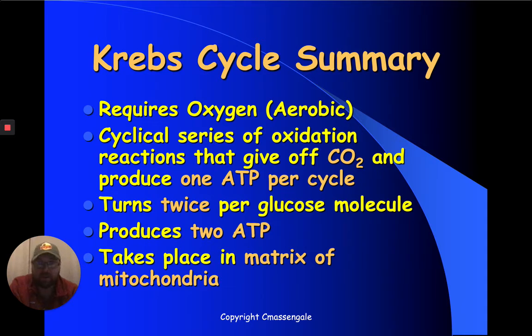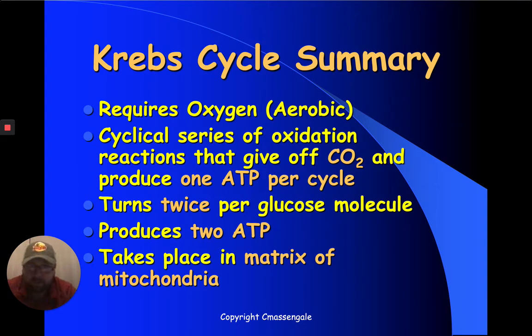Okay, so again, what is the Krebs cycle? We said the Krebs cycle is going to get the big pieces, all right, from breaking the glucose. So this requires oxygen. That's what the first bullet point tells us. And it's cyclical. And that means it goes around in a circle. All right, so this is going to give off CO2, which we exhale. All right, we talked about that before.